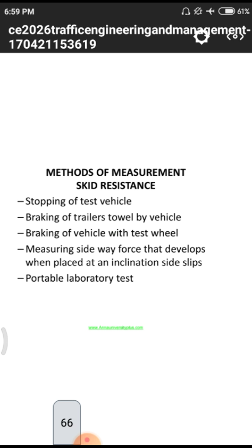Next one, measuring sideway force that develops when placed on an installation side slip. That means the vehicle has to move on the side paths of a road, so we see what the condition of the side path is. By applying a huge amount of load on the side paths, what does the middle portion of the road experience? Whenever we are moving on the edge, automatically there may be some stresses and strains formed on the middle surface of the road.